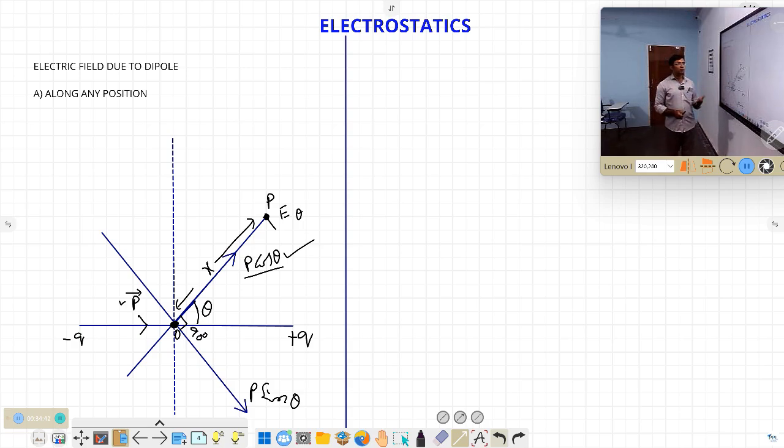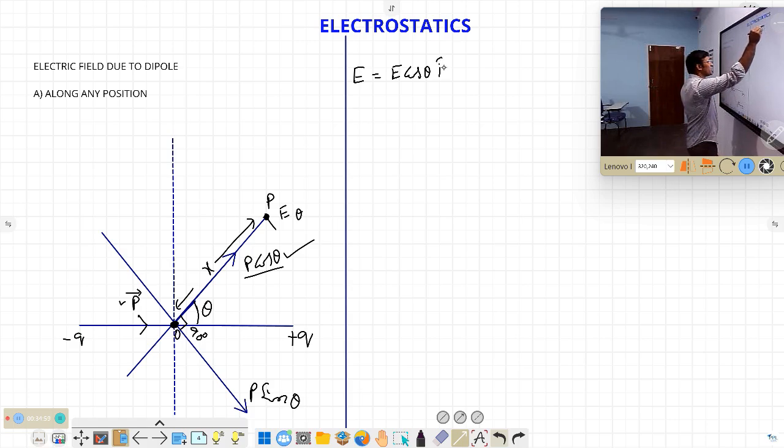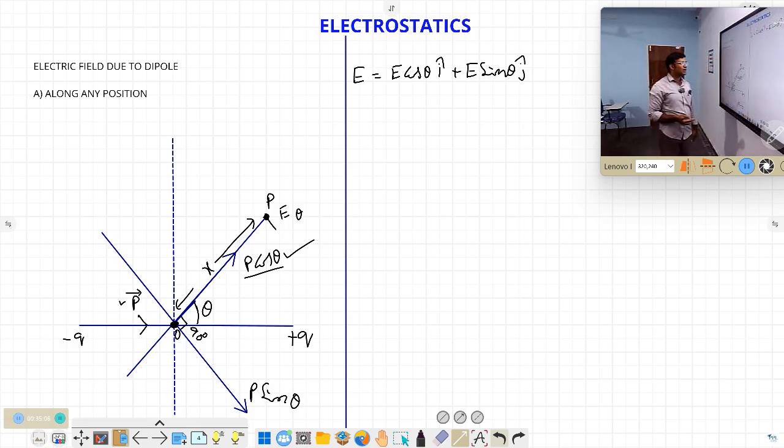So apply the concept of calculating the electric field due to a dipole at this point, due to P cos theta and P sin theta. The electric field at that point is due to E cos theta and E sin theta. One component is E cos theta, that is i cap, and the second component is E sin theta, that is j cap. To calculate the electric field at that point P, first I take the electric field along the axial line like this.